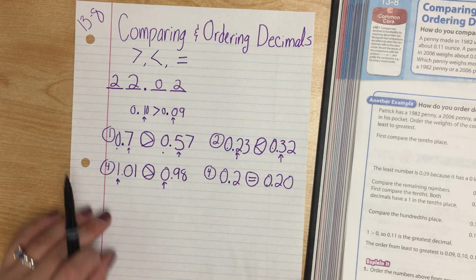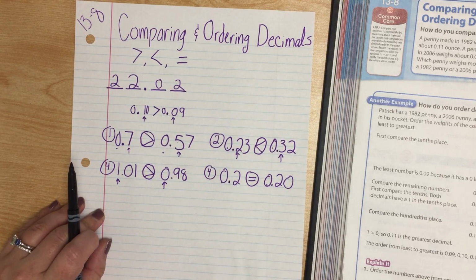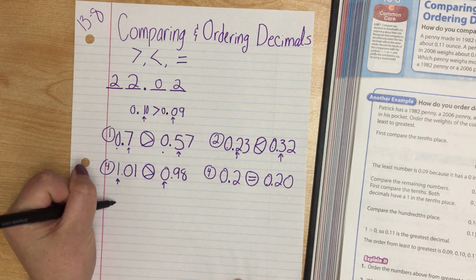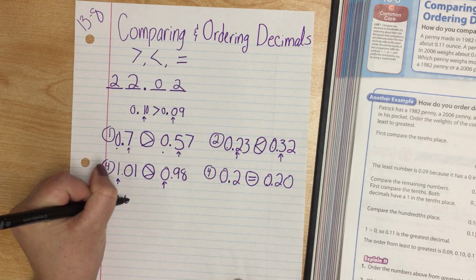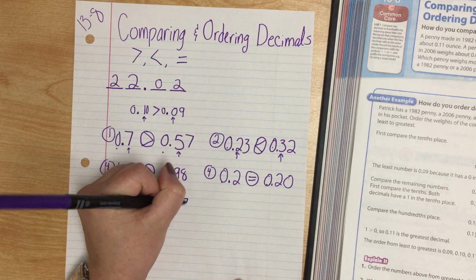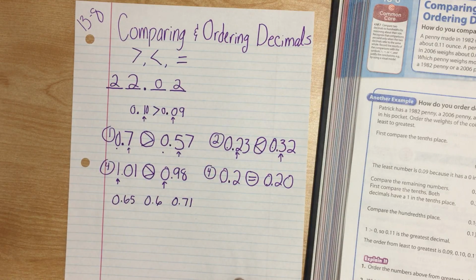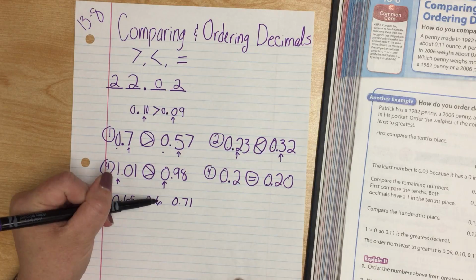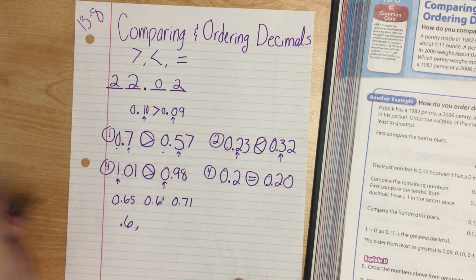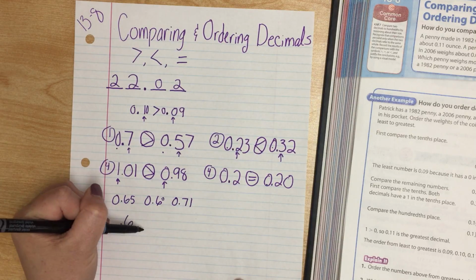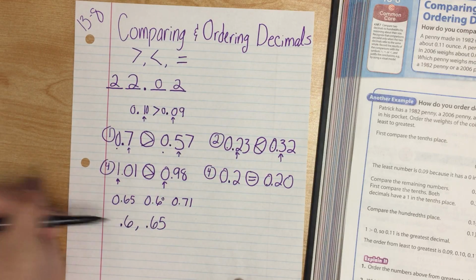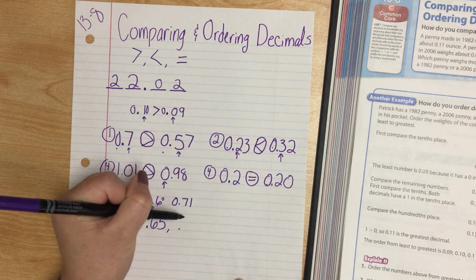Okay, now it wants me to put numbers in order. It wants me to put in order from least to greatest. So I'm looking at 0.65, 0.6, 0.71. Which one of these is the smallest? 0.6, because technically it's a 60. So that comes first. What comes next? 65, because technically that's just 5 more than this one. And then last is 0.71.